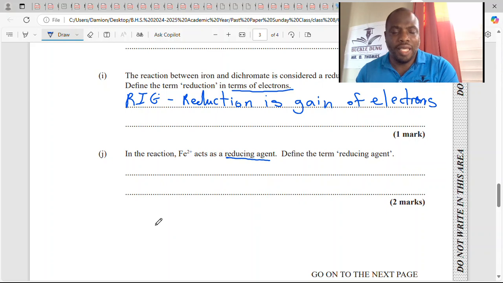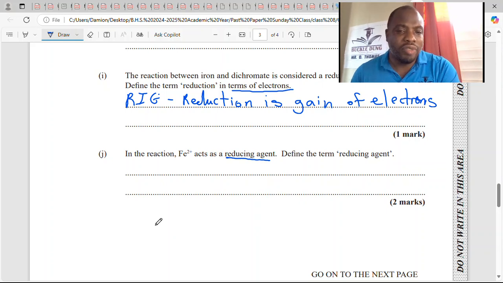So we know the reducing agent is the agent that is causing the other compound or atom to gain electrons. We could describe it in terms of what is happening to the reducing agent. What is happening to the reducing agent? It's losing electrons. Wonderful. So a reducing agent is also the agent that is being oxidized, hence losing electrons. So any one of those concepts you could use to describe what the reducing agent is.